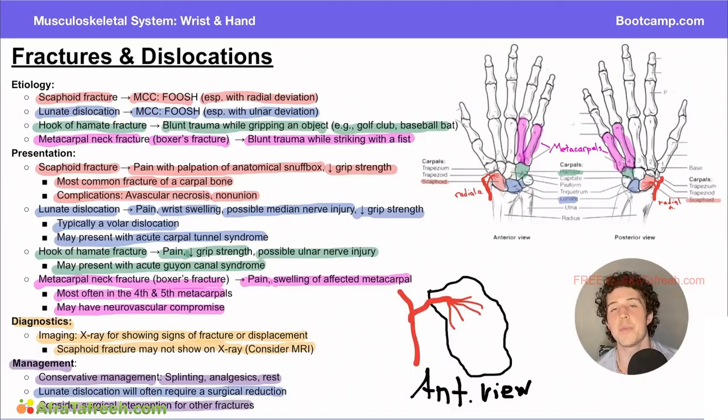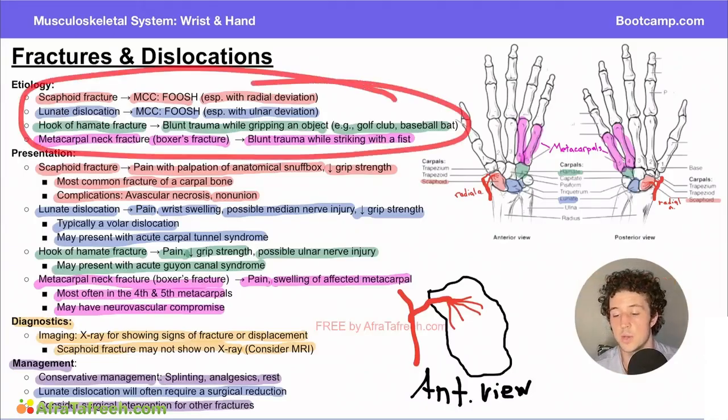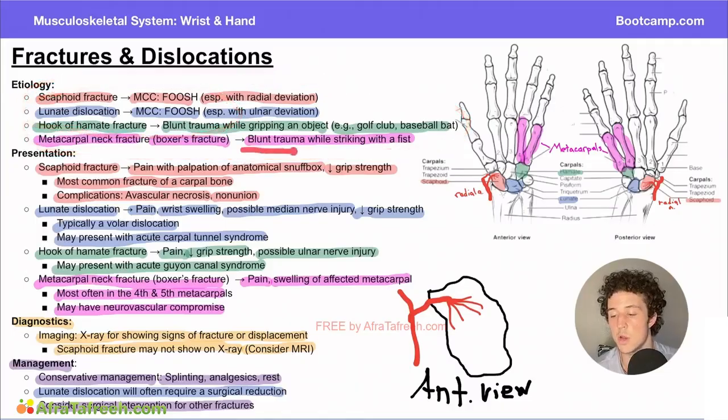All right, let's do a recap and then we'll do a little practice question together. So all of these injuries will be trauma related, with a fall likely to cause 3 of the 4, and blunt trauma with a fist likely to cause the metacarpal neck fracture, also known as boxer's fracture.